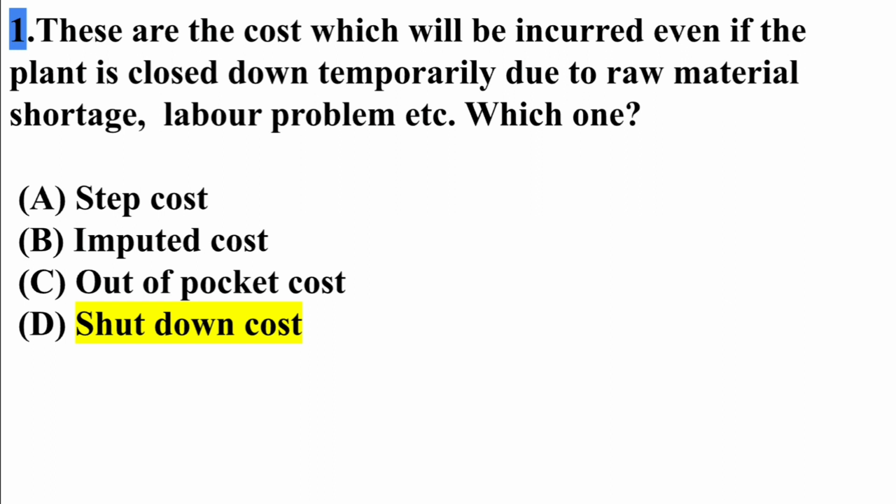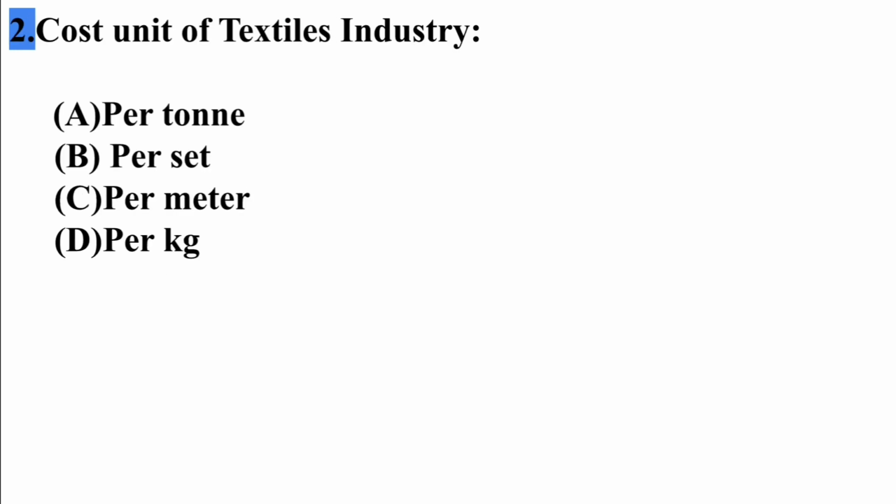So in this case, they have asked about the cost which will be incurred even if the plant is closed down temporarily due to raw material shortage, labor problem, etc. So which one is the correct answer? Shutdown cost is the correct answer for this question. So here we are moving on to the next question. The cost unit of textiles industry.